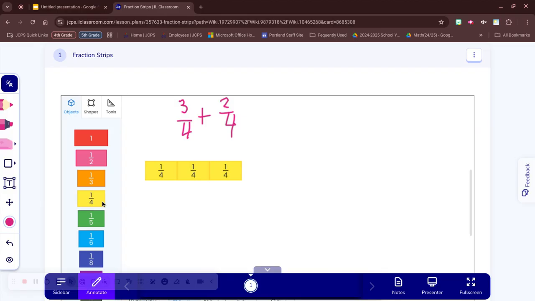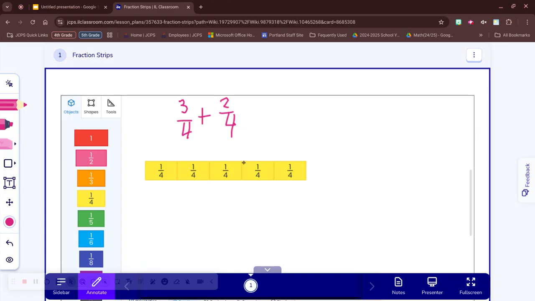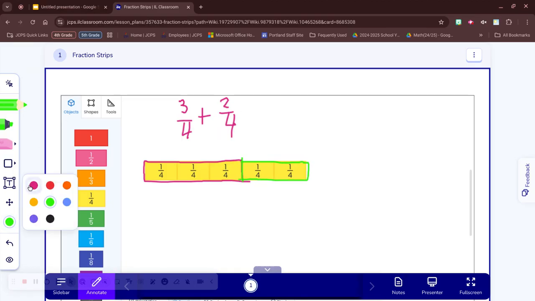So I need 2 more fourths. They are still 4 same size pieces. So I'm going to say 1/4, 2/4. And I'm going to label this so you can see that this is my 3/4. And then I've added 2 more fourths. But the pieces did not change because they are 4s and 4s. And what would that equal? Well, the first thing you could do is we could count 1/4, 2/4, 3/4, 4/4, 5/4.